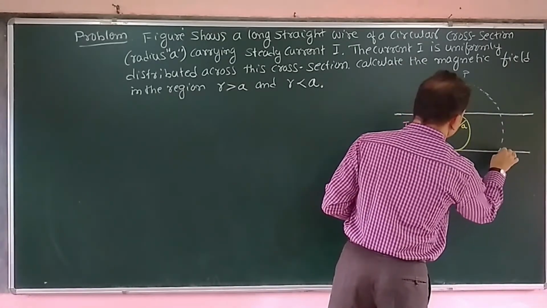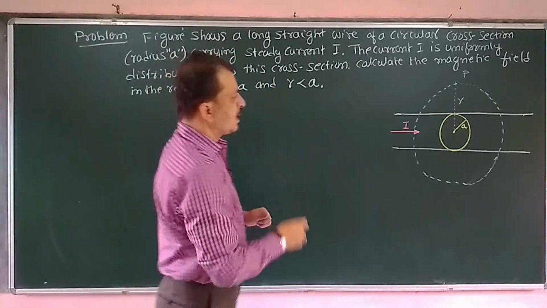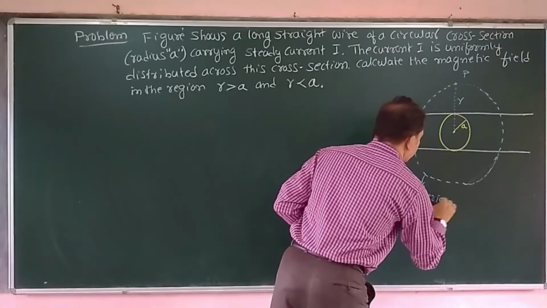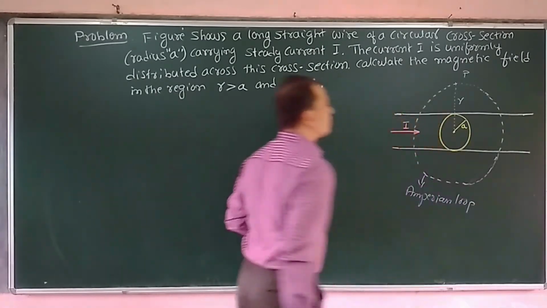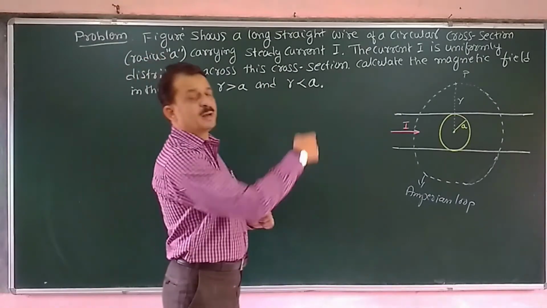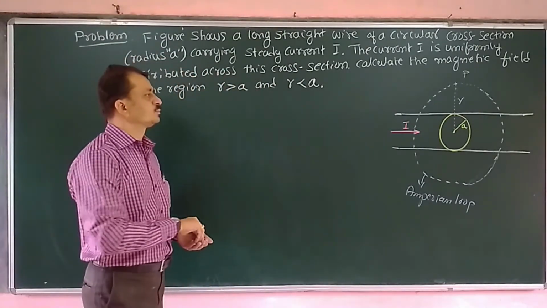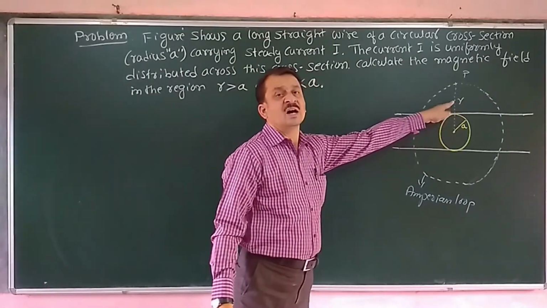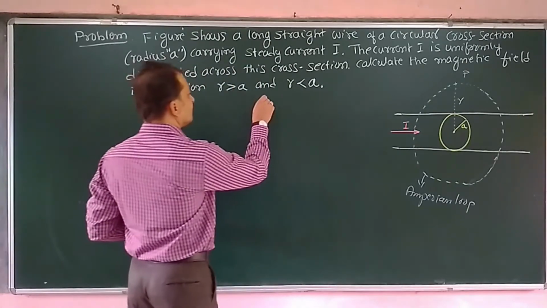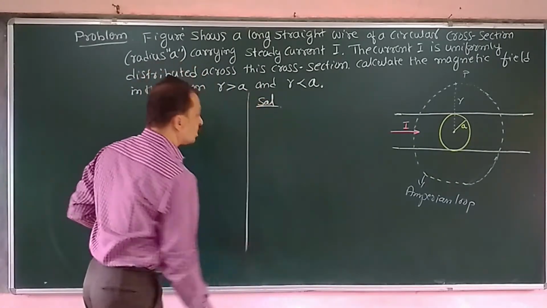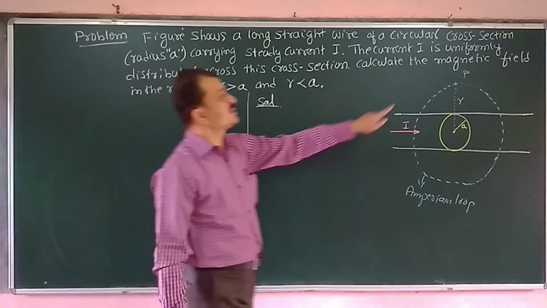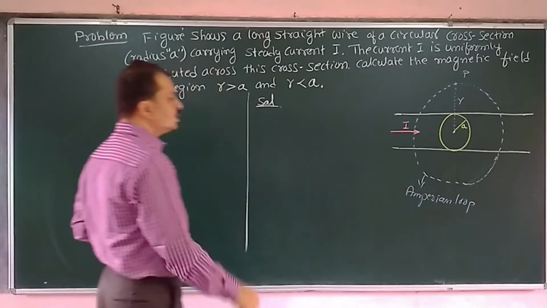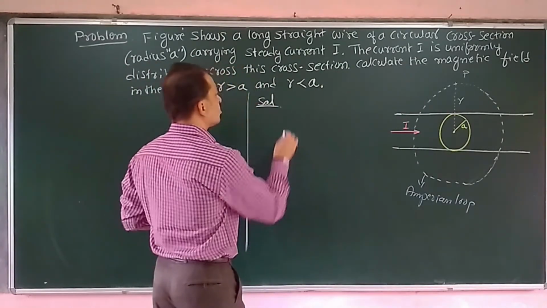Now consider an Amperian loop. Now this is an Amperian loop, because we are going to apply Ampere circuital law. We have considered an Amperian loop of radius r as shown in the figure. Now we will work out what is the magnetic field at this outside point, at distance r from the center. For that we are going to apply Ampere circuital law.